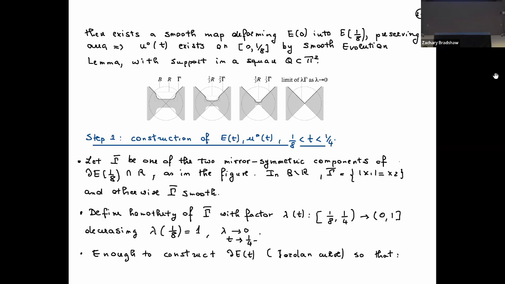Okay, and I will construct the evolution of this curve gamma in time by homothety. So I will define a homothety with factor lambda of t that has the property that, of course, it is 1 at time 1/8, and it will go to 0 at 1/4, where I will have my pinch singularity. So you should think that this is time 1/8, and this is time 1/4. Okay. And again, it's just enough to construct this piece of the curve here.